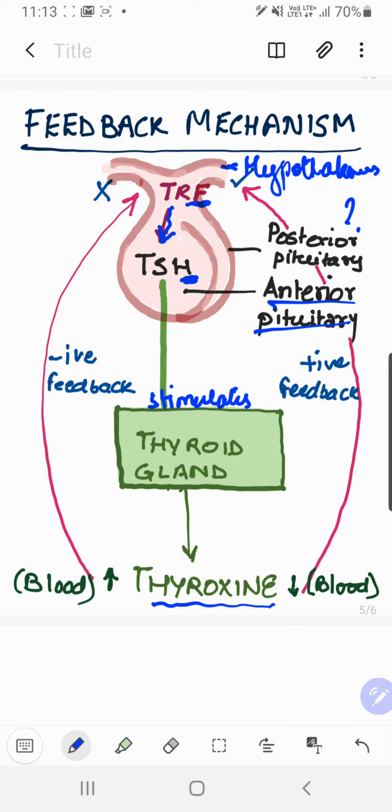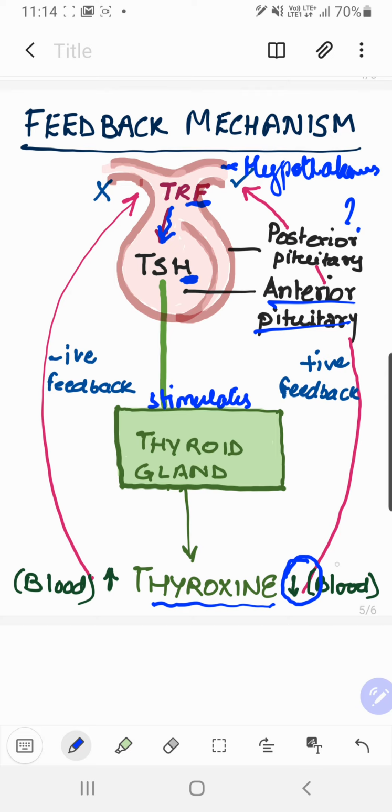Now what you have to see is, this is a simple flowchart that TRF got released from hypothalamus. It allowed the release of TSH from anterior pituitary. Then anterior pituitary sends TSH to thyroid. Thyroid gland gets stimulated and releases thyroxine. Now two conditions could be there, children, whether you need more thyroxine or you don't need any more thyroxine. Either your body will be using thyroxine continuously, and there will be a condition where the thyroxine concentration will go down in blood, right?